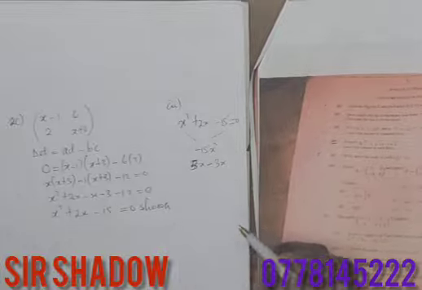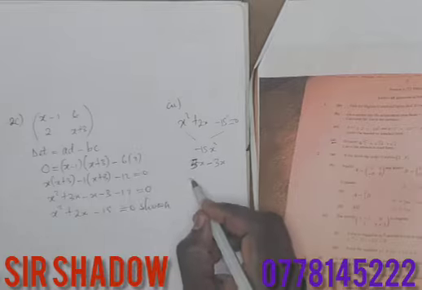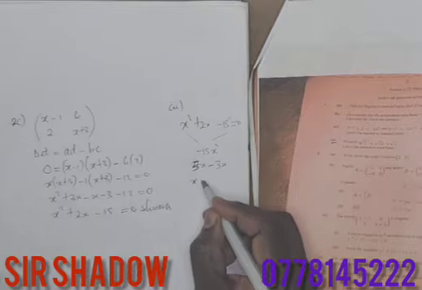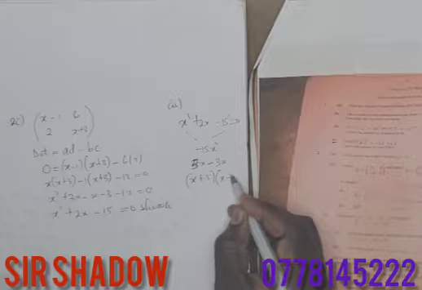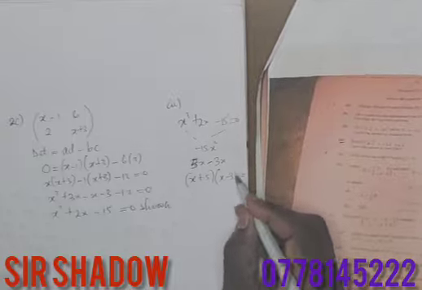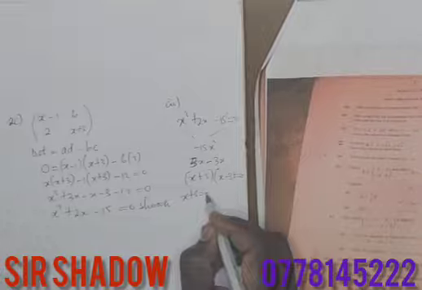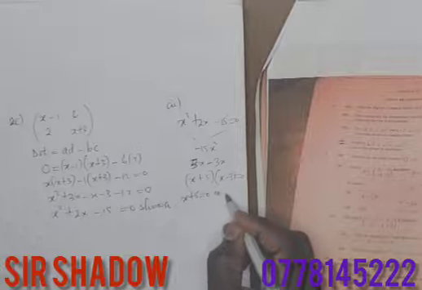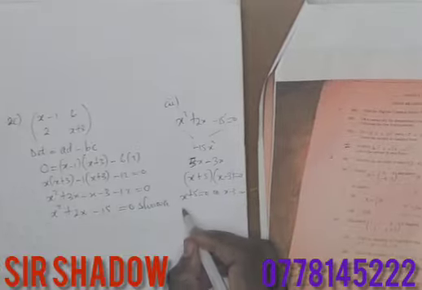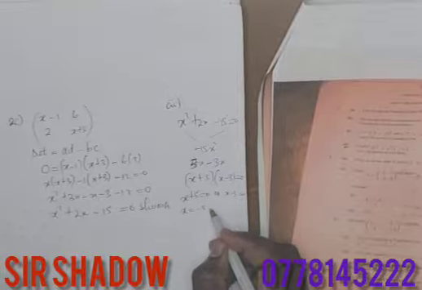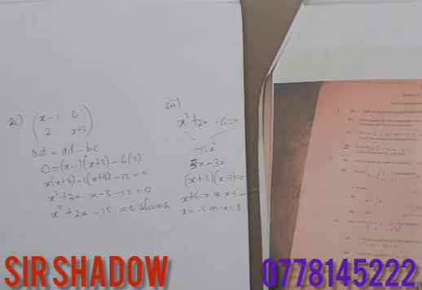Since our factors are solutions and the coefficient of x squared is 1, we say x plus 5, x minus 3 is equal to 0. Solving, x plus 5 is equal to 0, or x minus 3 is equal to 0. So x is equal to minus 5, or x is equal to 3. This is how to solve a simple quadratic equation.